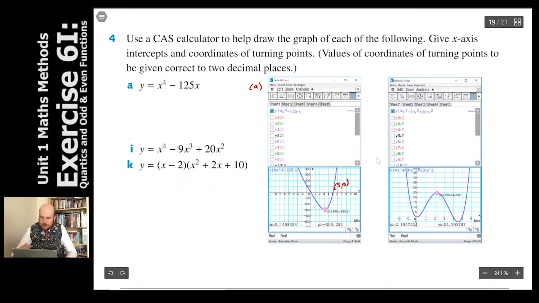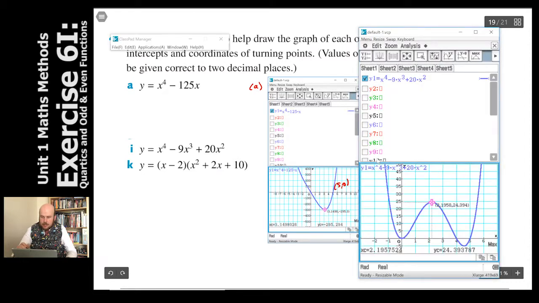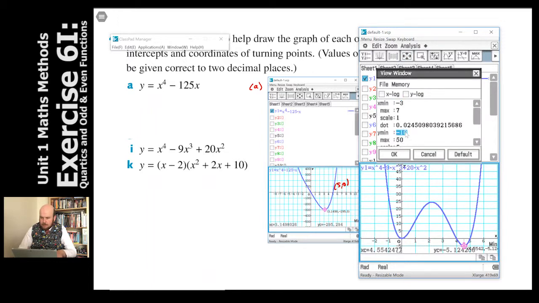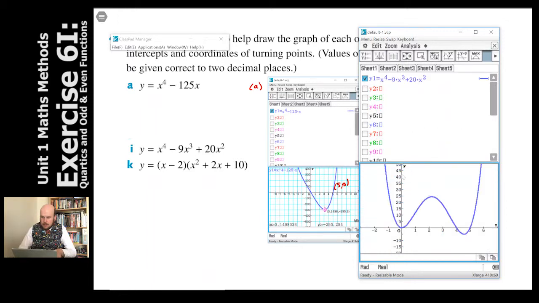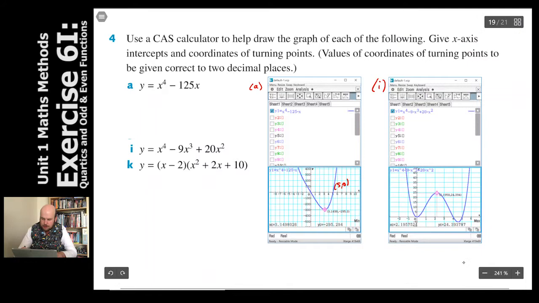Flatten you. So this is I, and the minimum, which is that little minimum dip there, and we want the other one. There it is. So we might just have to go down a bit more, 20, and get that minimum. G-Solve, Minimum. 4.55 and negative 5.12. So that is 4.55, negative 5.12. Great.